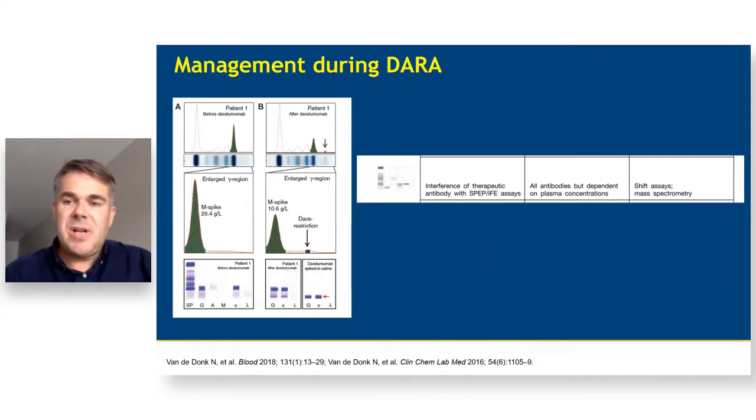And this is especially important, of course, in clinical trials, where you really want to state if the patient has achieved CR or not. And then you can use different assays like the DARA shift assay or mass spec assays to be able to see if the endogenous M protein of the patient is disappeared or is still present.